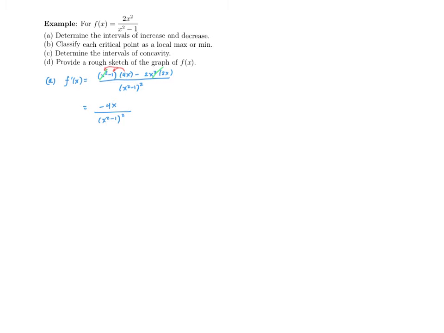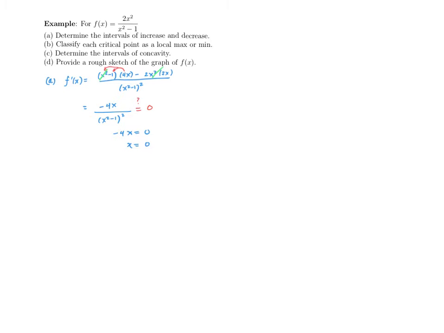And what we would like to know for f prime of x is where is it equal to 0? Because recall, once we find where it's equal to 0, then we can investigate what happens in between. So note, a fraction is equal to 0 precisely when the numerator is equal to 0, which occurs only when x is equal to 0.